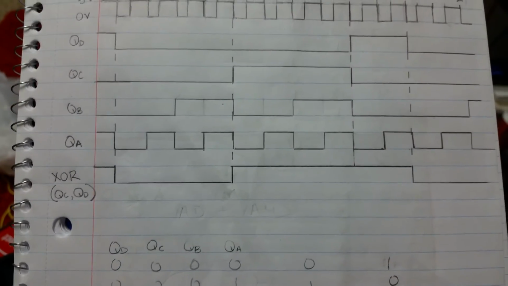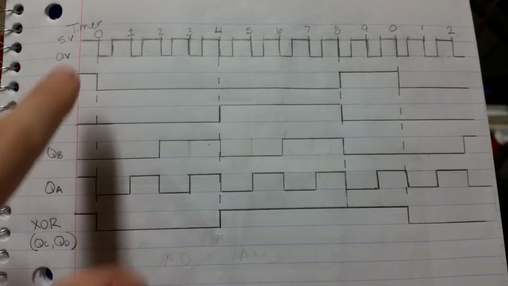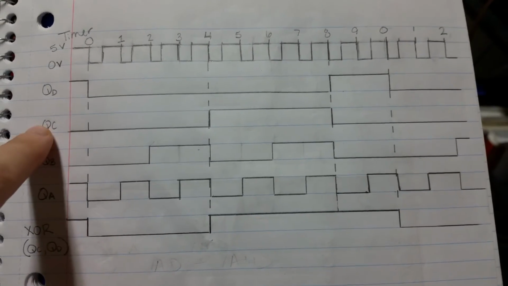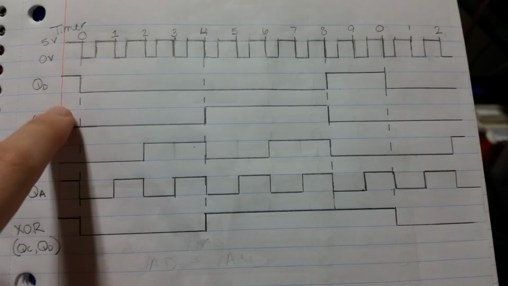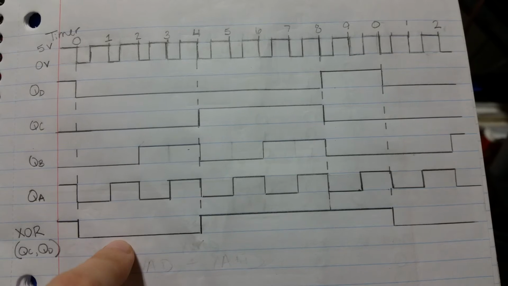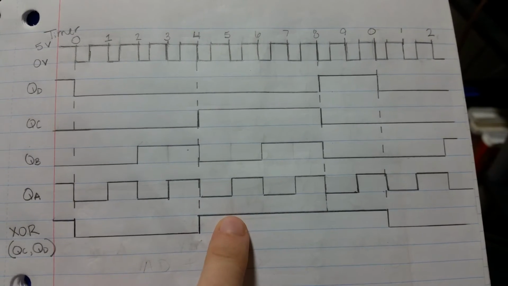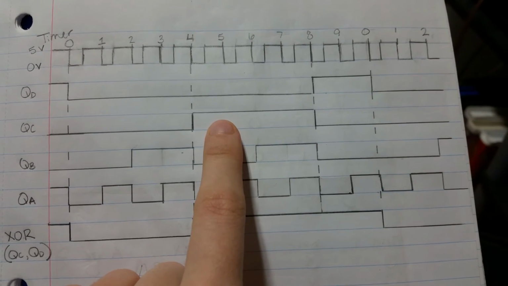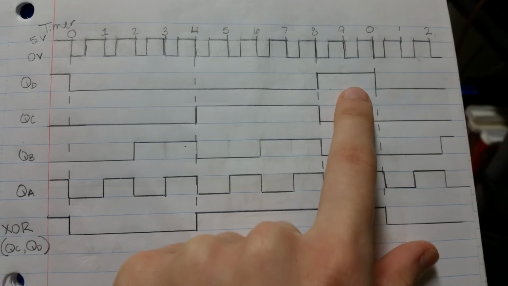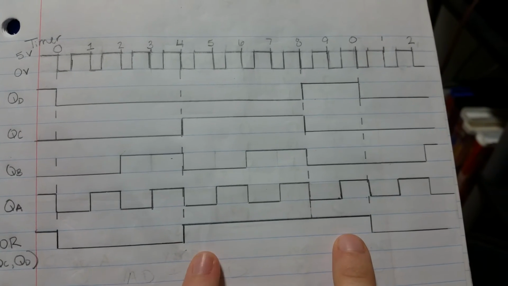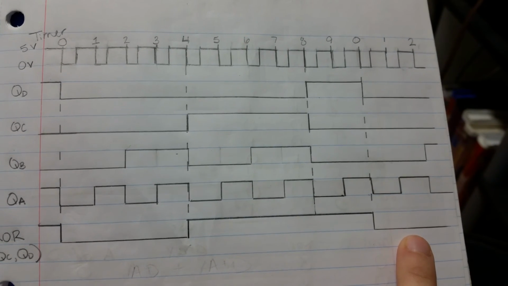And down at the bottom, we have our XOR signal, and that's just using QC and QD. So we can see wherever only QC or QD are active, our XOR signal is going to be active. Here, in this segment, QC and QD are both inactive, so the XOR gate is inactive here. QC is active from 4 to 8, and then 8 through 9, only QD is active. So we have that period of activity on the XOR gate, and then it becomes inactive again at 0.